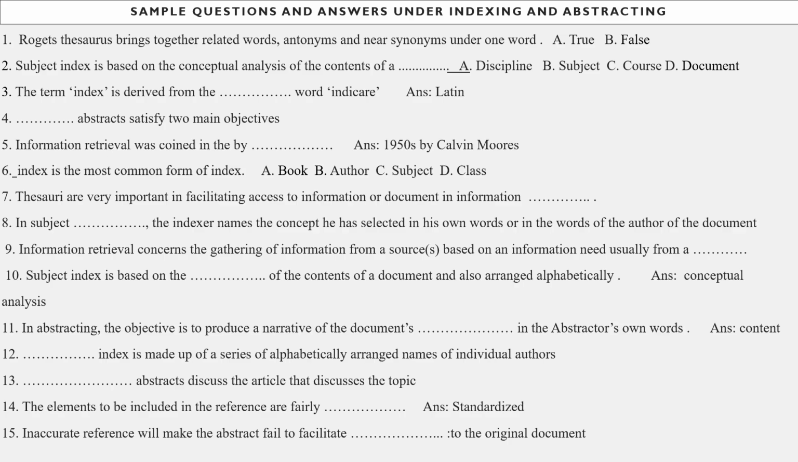Which abstract discusses the article, the topic it is about? The correct answer is indicative abstracts. These abstracts do not give all the full detail of the document, but in simple terms, they indicate or discuss what the article is about. And then question number 14.